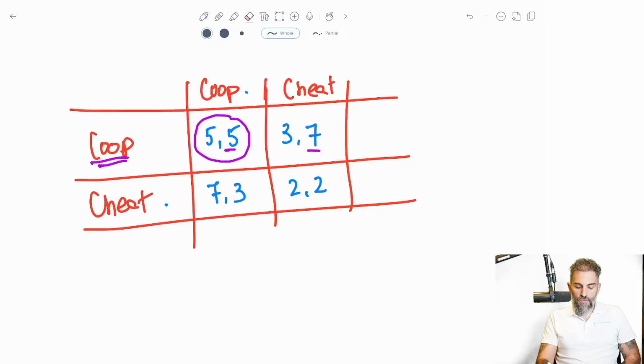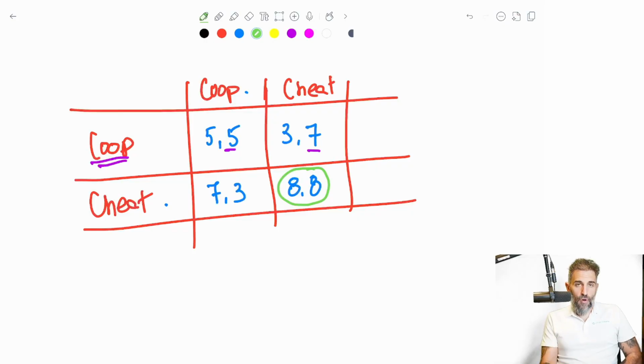So that would be, for example, if I change my numbers here and I make this one 8 and 8. So if we decided that we're both cheating, this would be a Nash equilibrium. Why? You cannot increase your profits by changing your decision, and neither can I. Right? Like if you decided that you were going to cooperate, then your profits would go down.